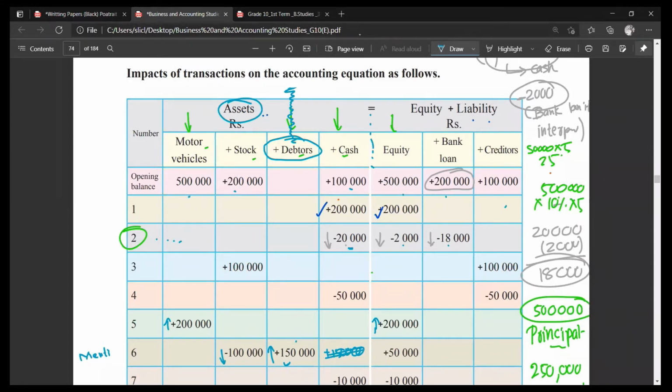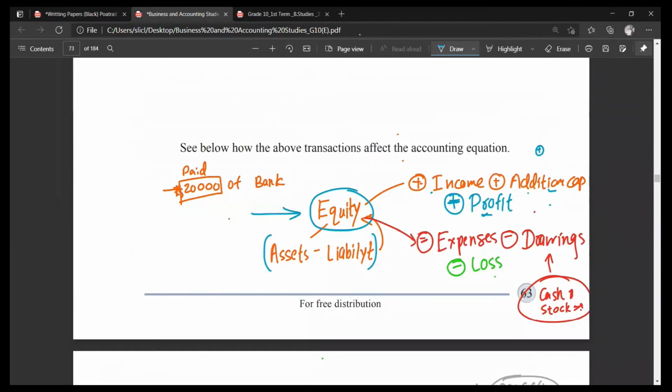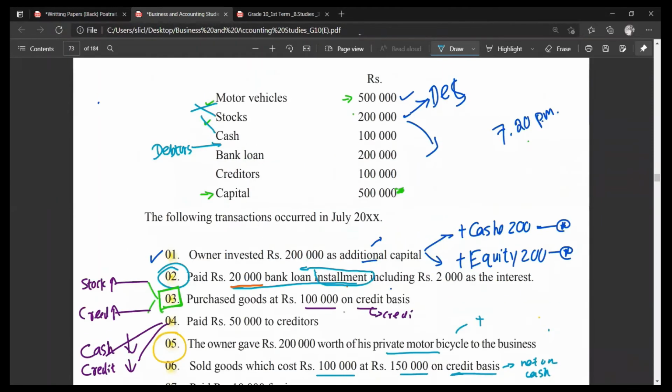So you will definitely confuse. So guys, I'll recommend you to use the non-descriptive way and the easiest method. There is no any opening balance of debtors as well.